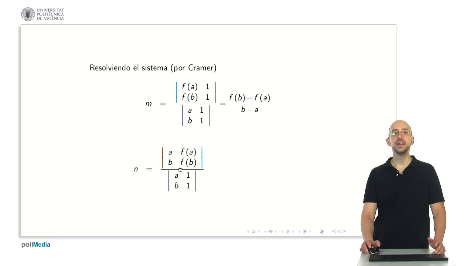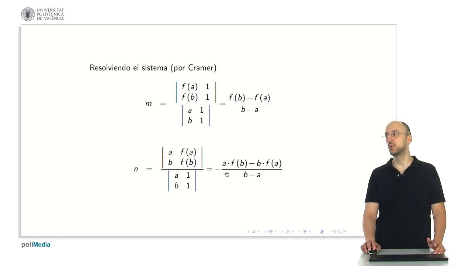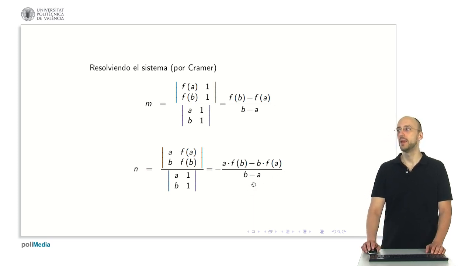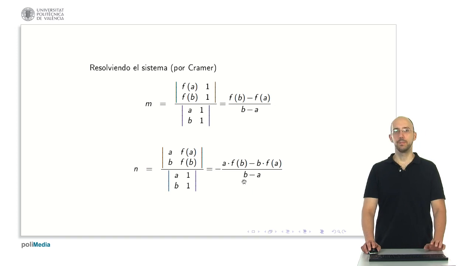As for n, in accordance with Cramer's formula, it corresponds to another 2 by 2 determinant. Upon solving it, you arrive at this particular formula, which is also easy to verify. I've also adjusted a sign here. With this, I determine the slope and the y-intercept of the secant line.